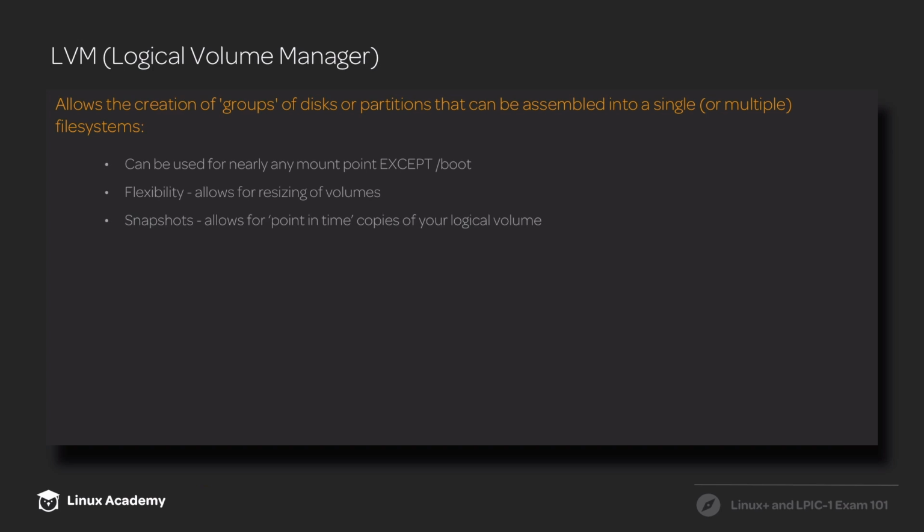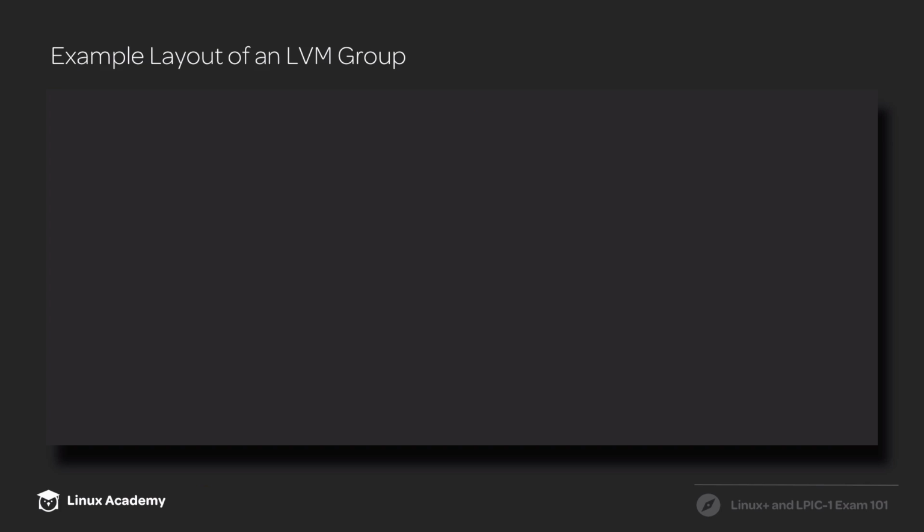Another great feature is that of snapshots, which allows for a point-in-time copy of your logical volume. What this will do is pause writing to that volume for just a moment while it takes a quick snapshot of it, and then that snapshot can be used as a backup point. With that snapshot, you can copy it down to a different location and use it as a backup method for your current hard disk.